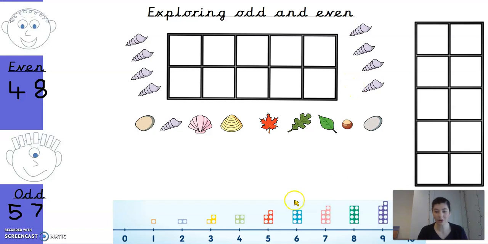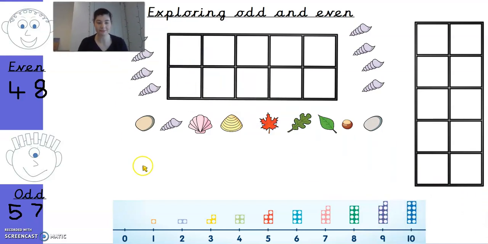Okay, so have a quick look at my Numicon number line at the bottom. I'm just going to move myself up here to make it easier for you to see. If you look at all of the Numicon shapes, can you see that some of them have the odd one out at the top and some of them don't? They've got a friend at the top, don't they? So you can see which numbers are odd and which numbers are even by just looking at the Numicon.